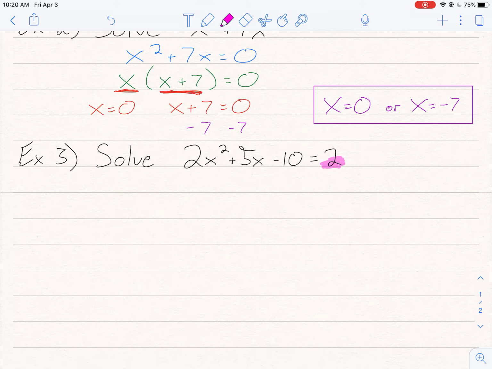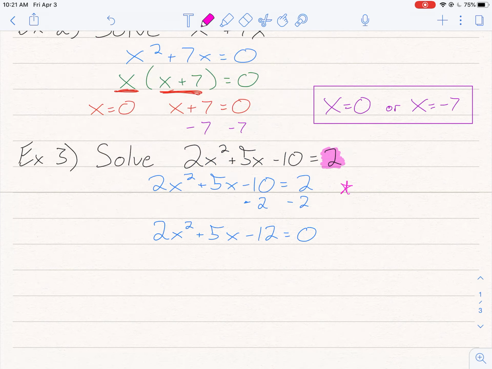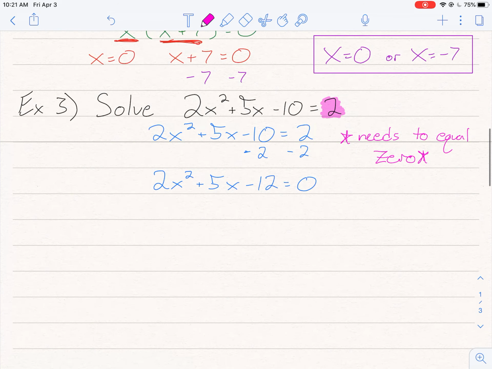The problem that you'll notice is that this is not equal to 0. So when I'm starting this problem, I want to first get this to equal 0. So I'm going to subtract 2 on both sides of the equation here. So 2x squared plus 5x minus 12 is equal to 0. So maybe you want to add that note off to the side here. It needs to equal 0 to start.